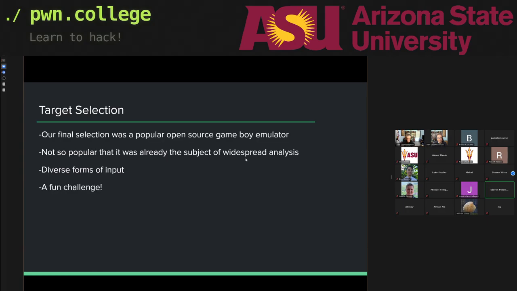So we wound up deciding on a Game Boy emulator. We chose this one because we wanted something that was fun. It's always fun to mess with video game stuff, or stuff that we may have used growing up. It was also not so popular that it had been fuzzed to death. We thought there might still be some relatively low-hanging bugs here we could find. It hadn't been the subject of widespread analysis. And there were also diverse forms of input. This was really cool because it meant that if we weren't able to find something in one direction, we could look in another direction or a different kind of input, and maybe even find complex interactions between these kinds of inputs.